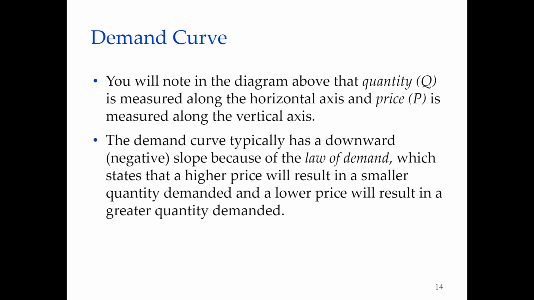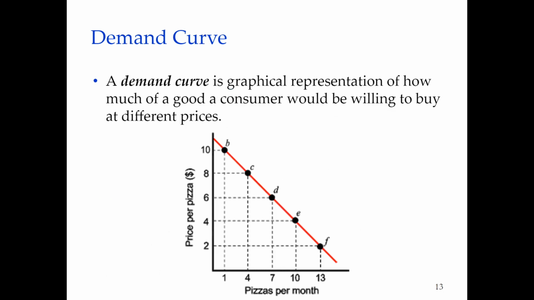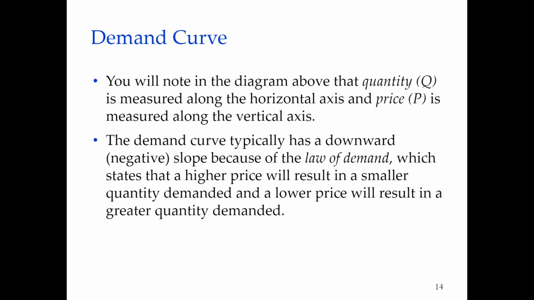You will note in the diagram above that quantity Q is measured along the horizontal axis, which is the x-axis, and price P is measured along the vertical axis, which is the y-axis. The demand curve is downward sloping, or negative, because of the law of demand, which states that at a higher price, consumers will demand smaller quantities of the good, and at a lower price, more will be demanded.